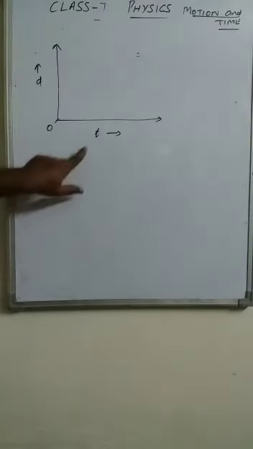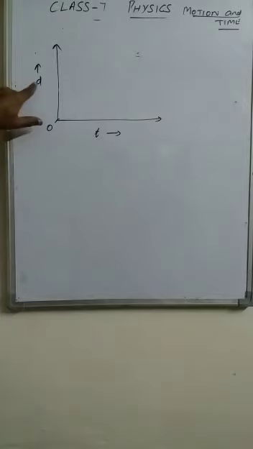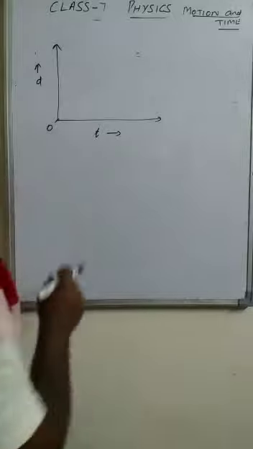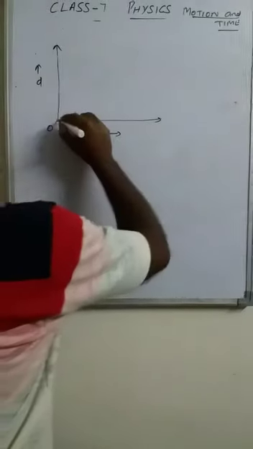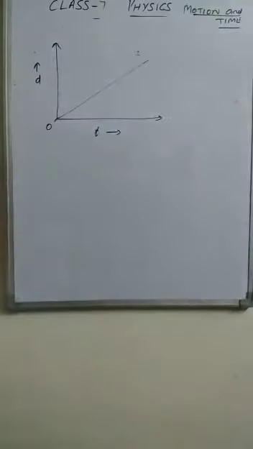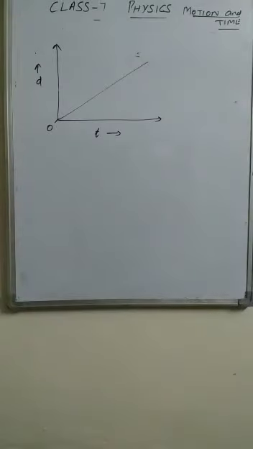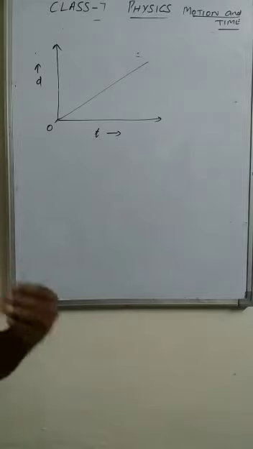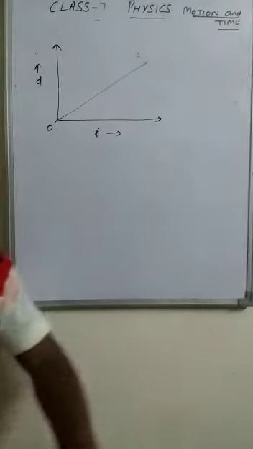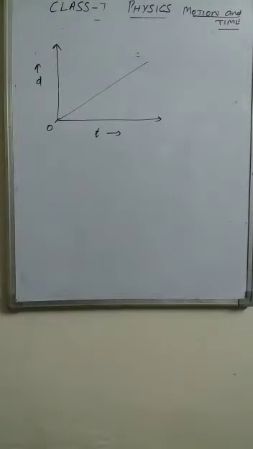It may be in any units, kilometer, second, meter; in any unit it may be given. And we get the straight line. The straight line represents that the object is in uniform motion. From the graph itself we can find out the speed, or we can compare the speed of different objects.